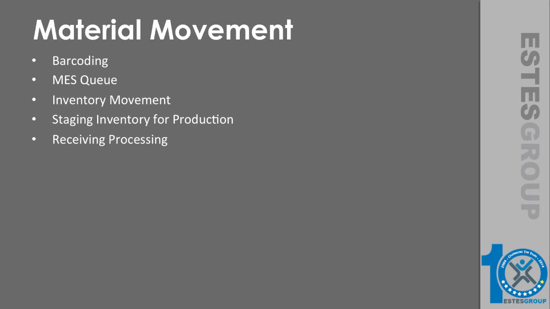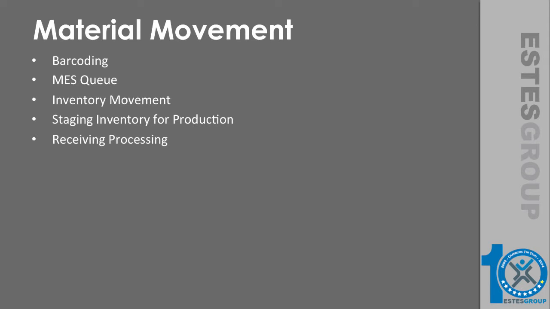As well, we've got material movement. We've got a lot of things here that people just kind of neglect. Simple barcoding. The forms that come out of the box in SSRS have barcode capability. Why not use them? Same thing with the MES. So want to go paperless? Great opportunity here to start looking at these things. General inventory movement and staging inventory for production.